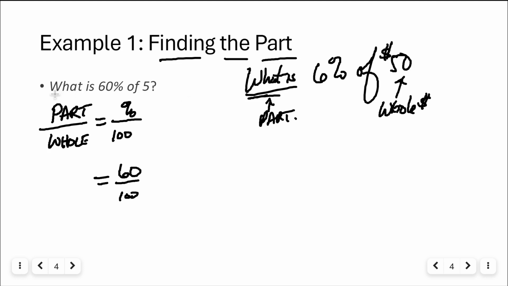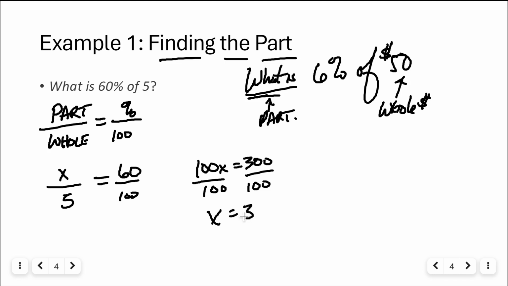So if I say, what is 60% of 5? The 5 is the whole, and then I want to know what the part is. So now you have to remember how to solve these. We're going to cross multiply. They're two equal fractions. So we're going to multiply the 100 times the x, and we're going to write 100x. And then we're going to write 60 times 5, and that's 300. And divide both sides by 100. And we get x equals 3. And that's our answer. Okay?